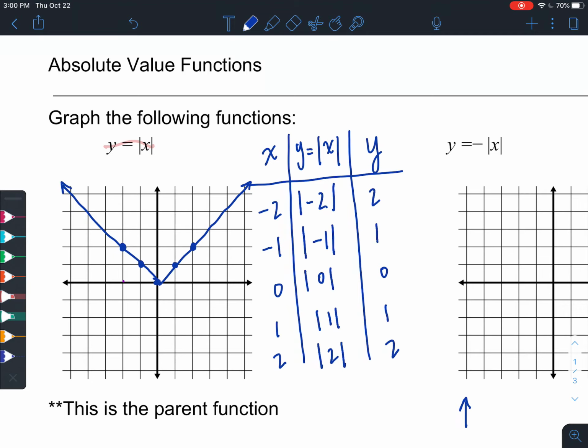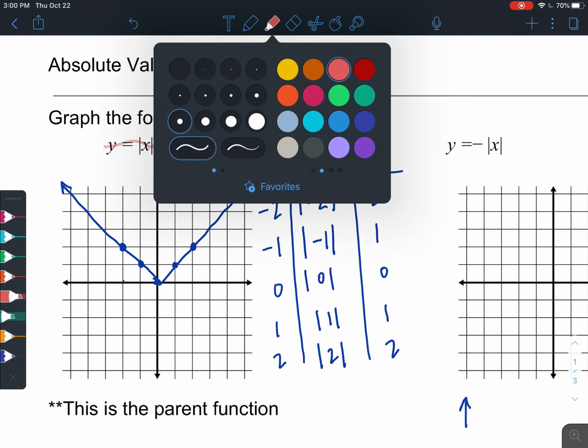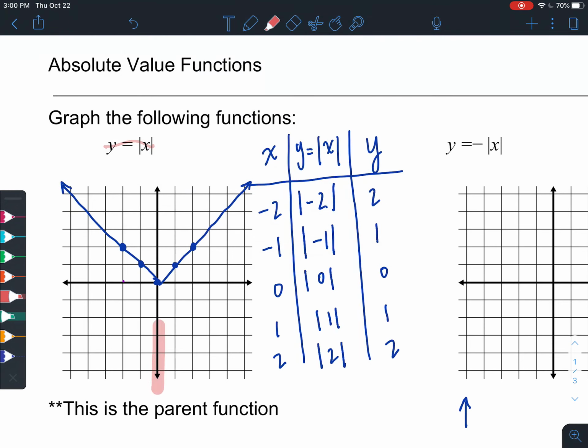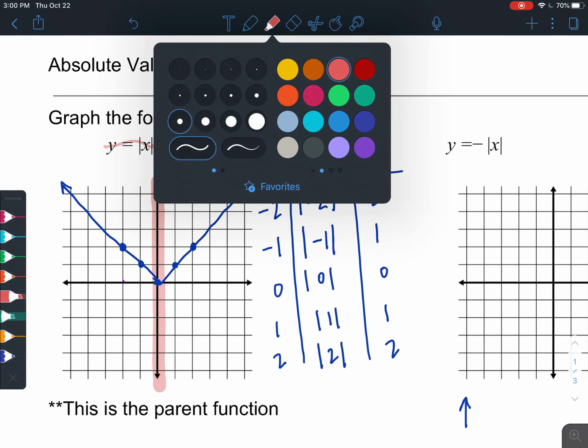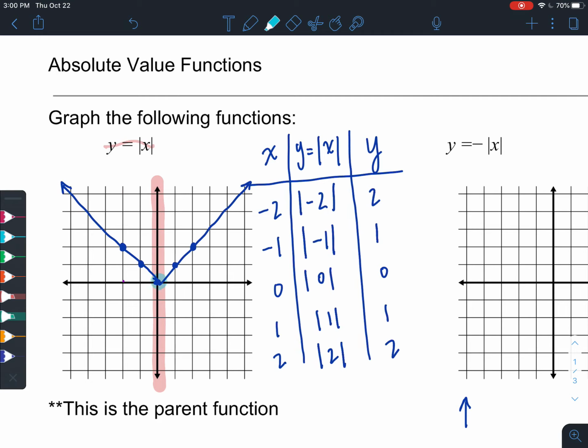Something else I want you to note is that this line right here, that is the axis of symmetry right there. It's invisible, but it cuts it in half. It's equal on both sides. And then this point right here at the bottom, that is our vertex. Our vertex is going to move around based on our points, and our axis of symmetry might move around based on points as well. But for the most part, if we graph one half of it, then we're graphing the other half.